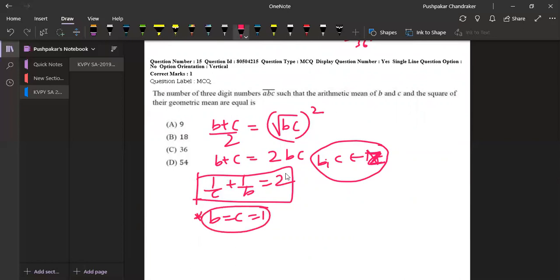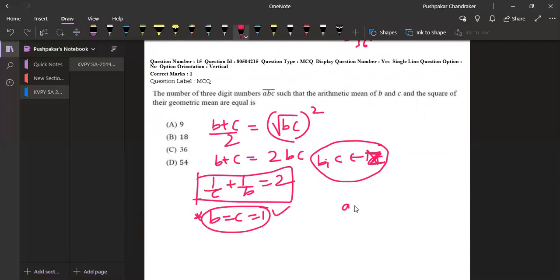The sum of two fractions cannot be 2. It can just cross 1, but it cannot be 2 or more, because both are less than 1. Two numbers which are less than 1, their sum cannot be more than 2 or equal to 2. So the only possibility is B equals C equals 1.